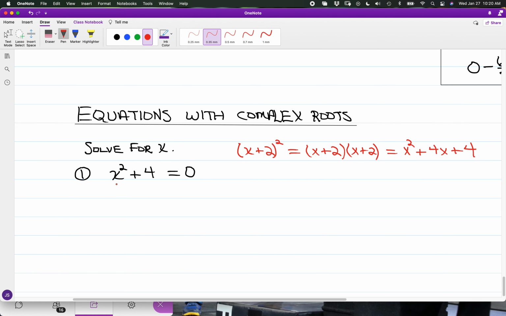So in terms of solving for x, what we do here is isolate the x squared upon taking 4 away from both sides.